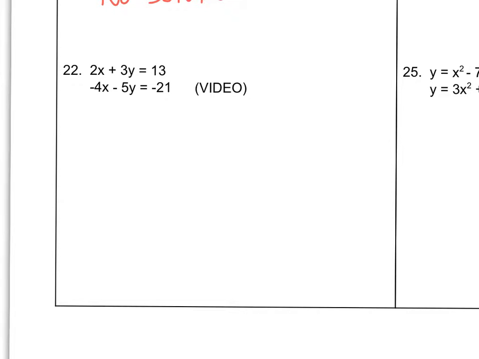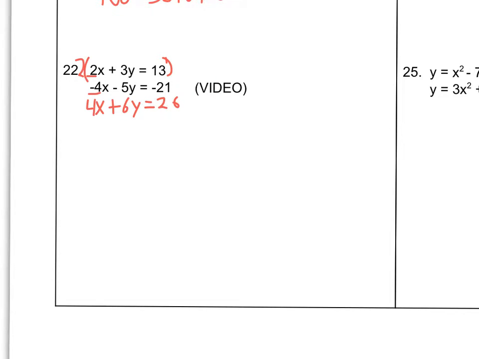For number 22, this one is not set up well for substitution, so let's do some elimination. My goal is going to be to make some of these coefficients the same. I'm going to do this two different ways just so we can see what's going on. But the first, I noticed that to get from 2 to negative 4, I can multiply the whole top by 2. And when we do that, we get 4x, and then plus 6y is equal to 26.